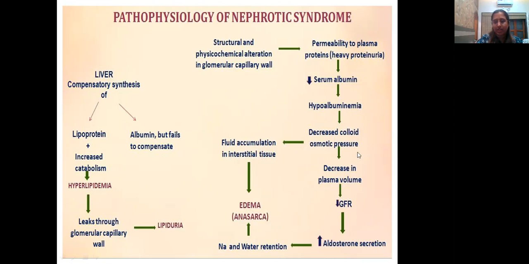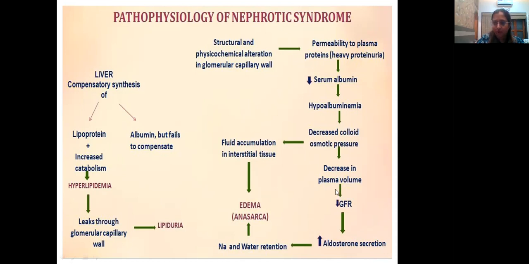And because of decreased colloid oncotic pressure, and all the fluid leaking into the interstitial spaces, there is going to be hypovolemia or decrease in the plasma volume. This will lead to decrease in GFR. And whenever there is a decrease in GFR, there is activation of the renin-angiotensin-aldosterone system, and that RAS system will lead to an increased aldosterone secretion. The end result of which is sodium and water retention, and that sodium and water retention is going to further add on to the edema.